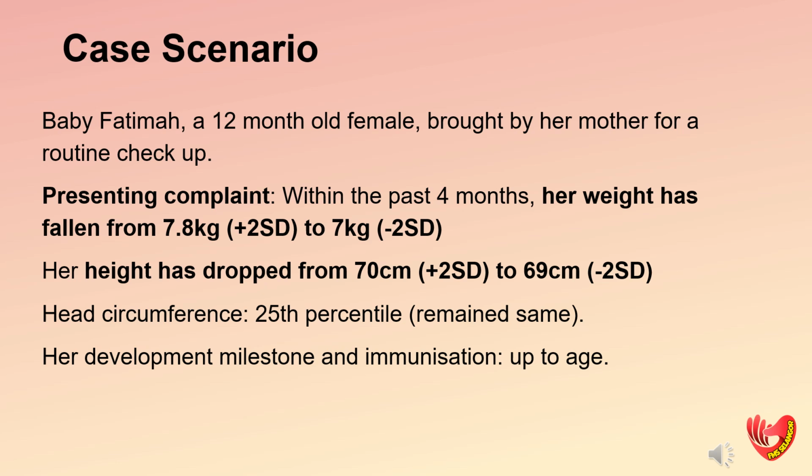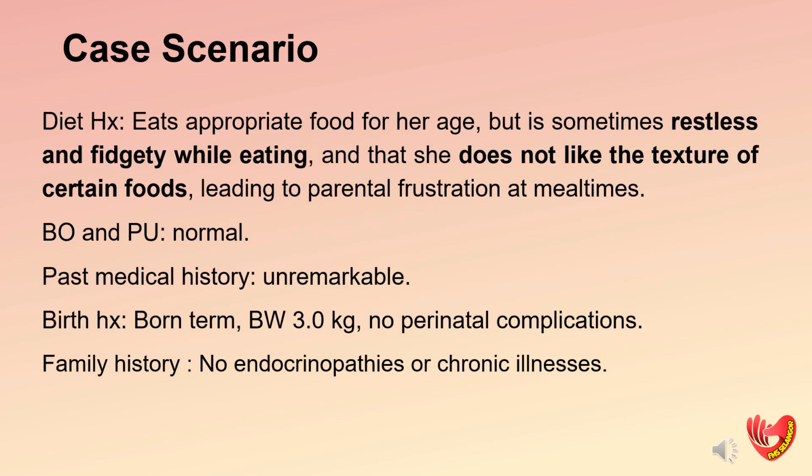Her developmental milestones and immunization are up to age. On obtaining a diet history, her mother claims that she eats appropriate food for her age, but is sometimes restless and fidgety while eating, and that she does not like the texture of certain food, leading to parental frustration at mealtimes. Her bowel output and urinary output are normal. She has an unremarkable past medical history. She was born with a birth weight of 3 kgs with no perinatal complications, and there are no endocrinopathies or chronic illnesses in her family history.